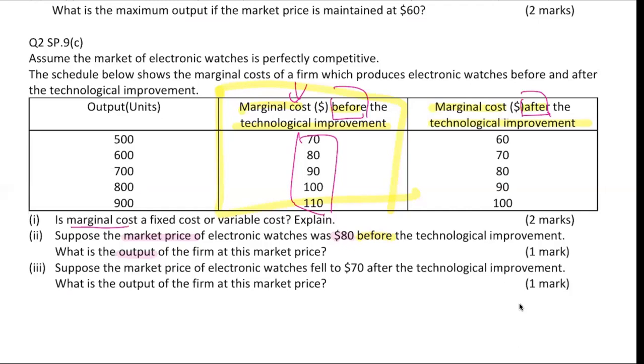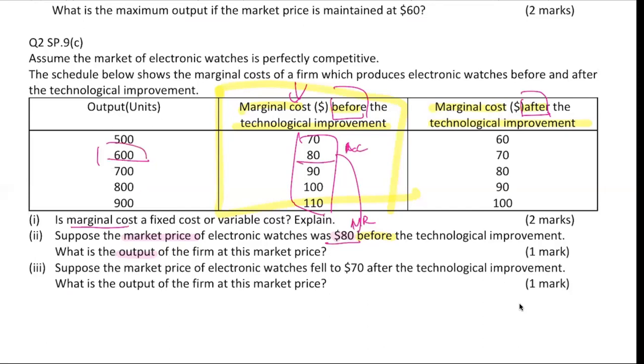Yeah, so it must be 600. Yeah, very good. It must be 600. Okay, 80, 80, M. This is MC. This is MR. Okay, so we got the output of 600.